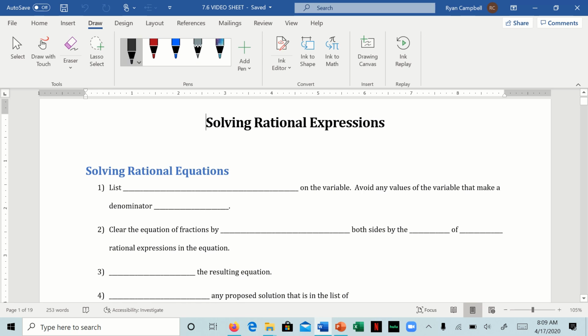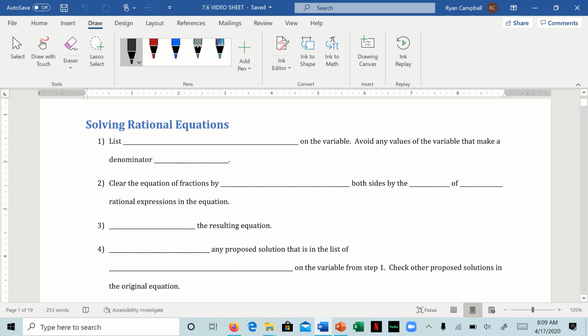All right, we will now be learning how to solve rational expressions. So here's the strategy to solve rational expressions. Number one, first you need to list all of the restrictions on the variable. Avoid any values that would make the denominator 0. So first thing we do is say, what can x not be?